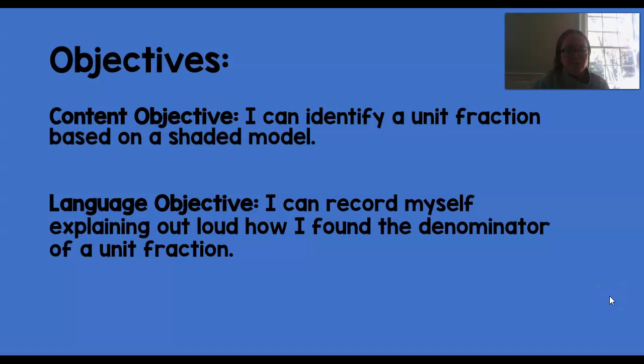One of your must-do activities is going to be to meet the language objective. I can record myself explaining out loud how I found the denominator of a unit fraction.